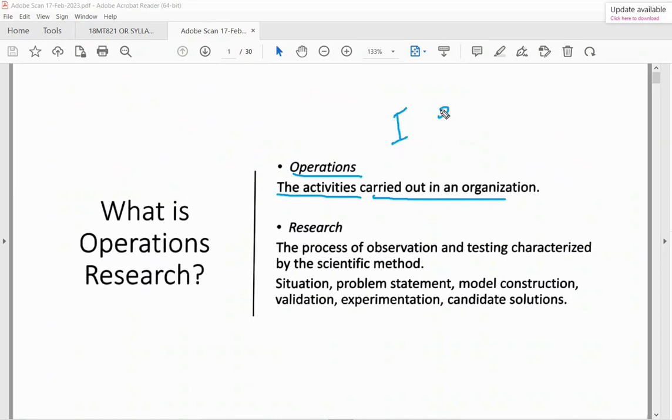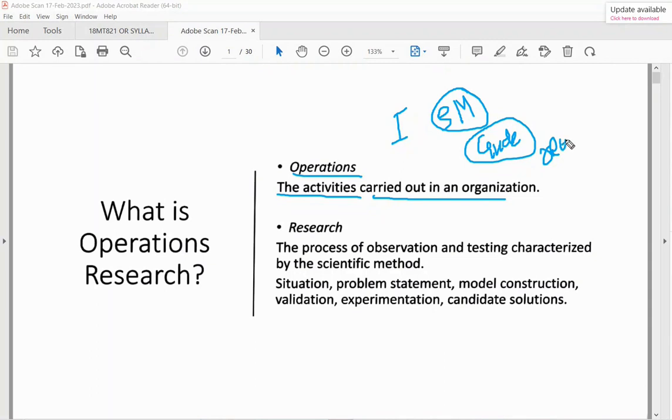It means that if one industry is there, say I'm taking a steel mine or steel industry, in this the raw material is the crude material which is used, that is the ore.